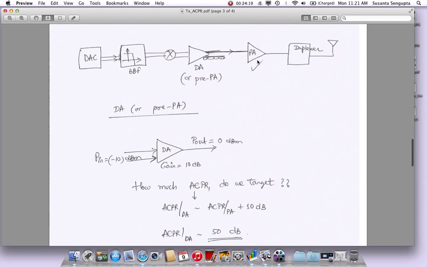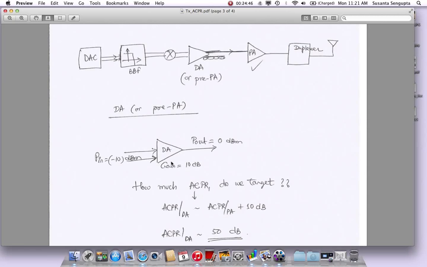So we did the PA part. Now I come back and say, okay, I'm going to design a driver amplifier here. Maybe it has a gain of 10 dB, where the output is 0 dBm and the input is then minus 10 dBm, just as an example. I don't know what the circuitry is, but how can I derive how linear it has to be? How much ACPR should I put as its spec? We said the PA is about 40 dB ACPR, so we had an IMR3 spec from there. So how about this?